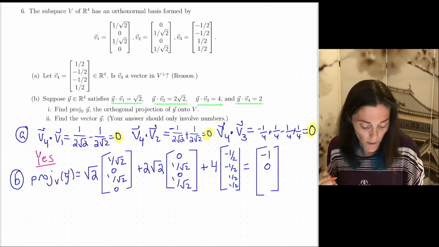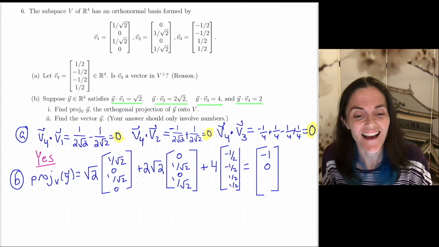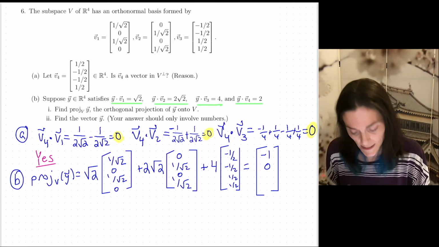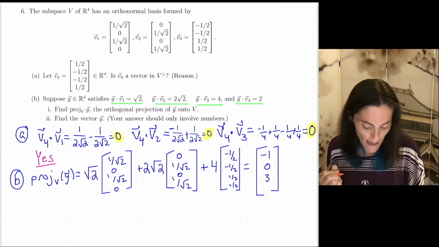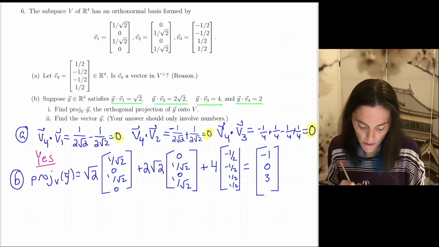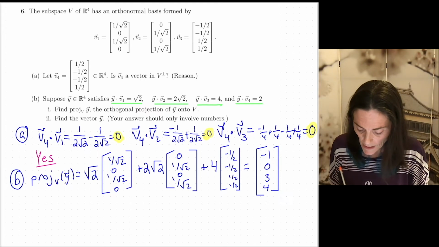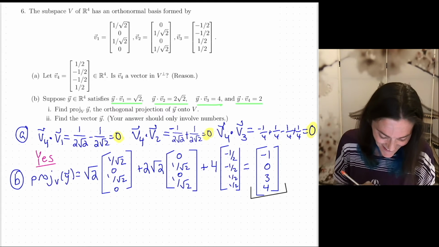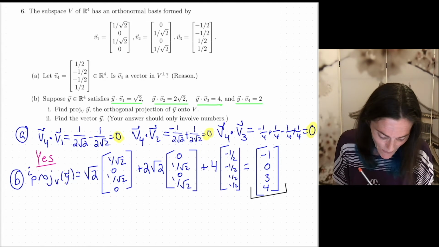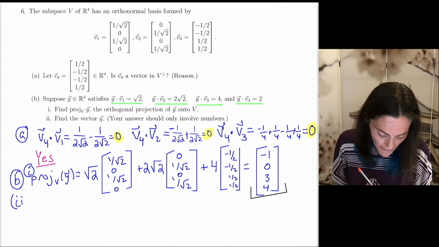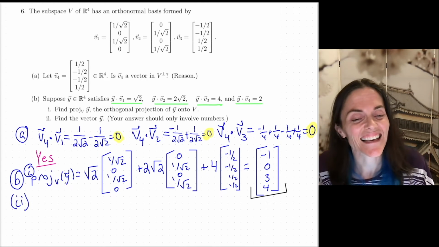The third component, I have 1 plus 2, 3. And then I have 2 plus 2, which is 4. Okay, so this is my answer in letter B. I didn't have my labeling right. This is BI. Okay, now we move on. We have BII. Okay, very nice.